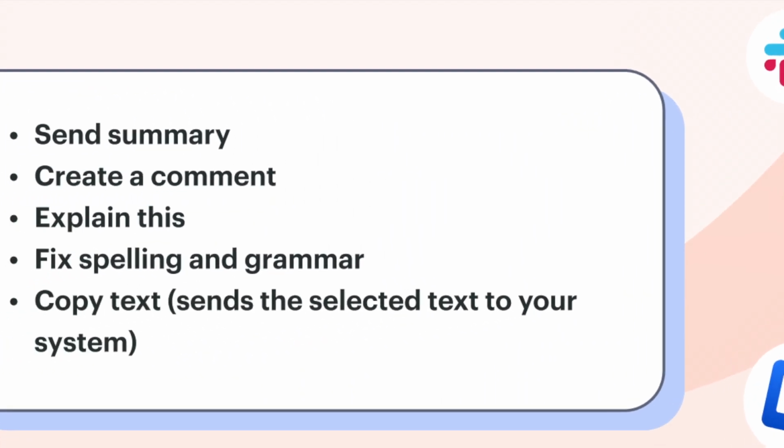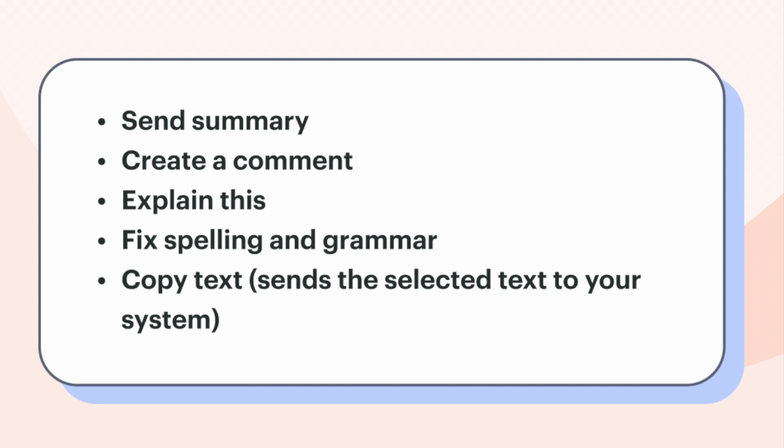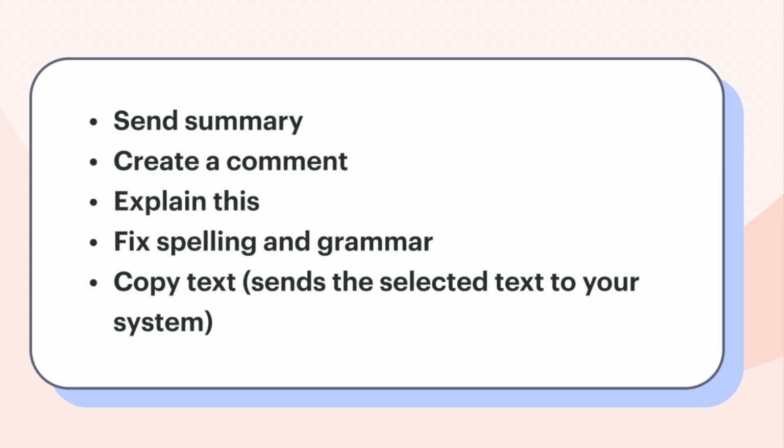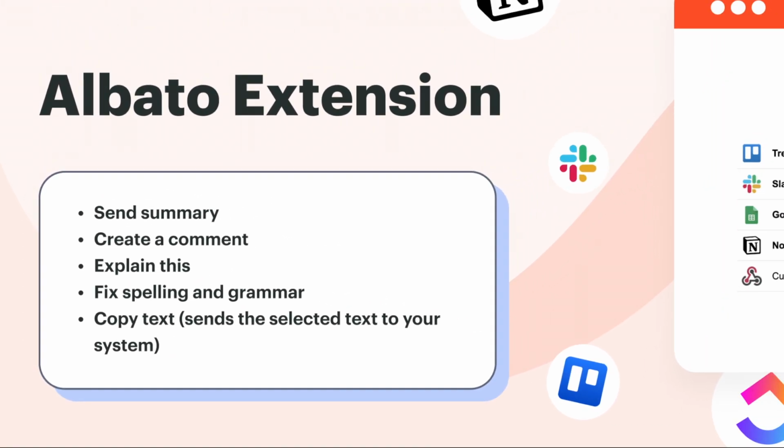The extension also has a context menu. It works with the selected text on the page and has the following features. Send summary. A user can ask for a summary of the selected text. Create a comment. It displays a comment generated by artificial intelligence in a pop-up window. Explain this. A user can ask for an explanation of the selected text in a pop-up window. Fix spelling and grammar. It displays a pop-up with errors in the selected text. Copy text. For example, it can copy and send the selected text to your app or system. In this video, we will show you all the features of the Albato extension.